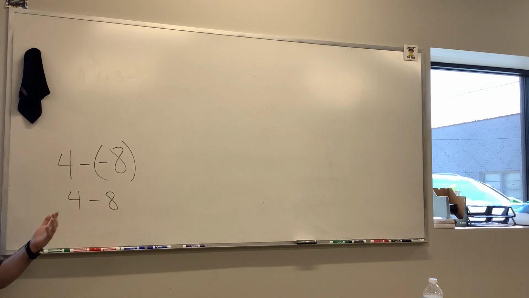4 minus 8, let's say I had $4 in the bank, and I wrote a check for $8, and it's going to put me in the hole. And we did the number line that puts you at negative 4. Okay, so that's 4 minus 8. It's like taking $8 away from 4.